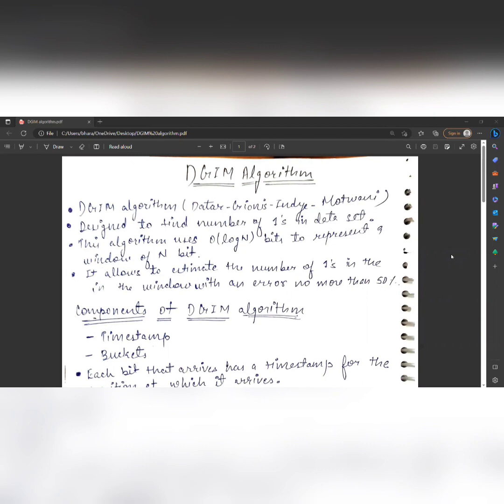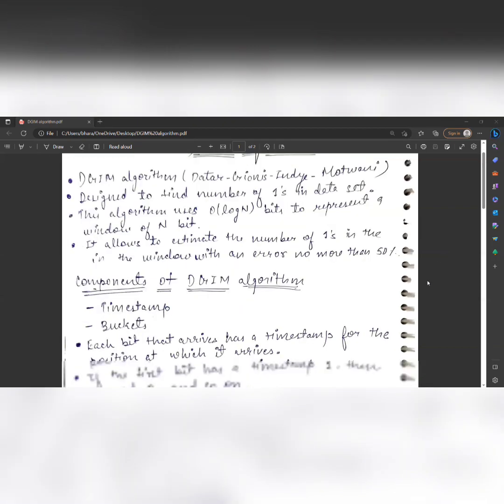So the DGIM algorithm is a data analytics algorithm. It is the Datar-Gionis-Indyk-Motwani algorithm, and it is designed to find the number of ones in a data set. This algorithm uses order of log n bits to represent a window of n bits. It allows us to estimate the number of ones in the window with an error of no more than 50%. So how does it do that? We'll go into depth now.